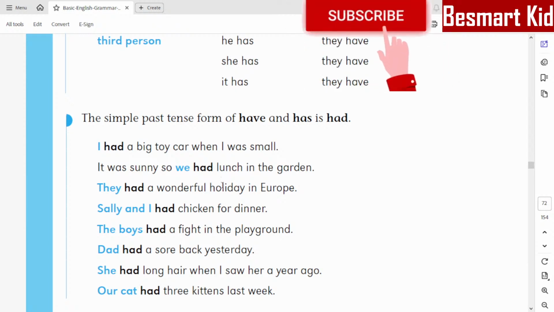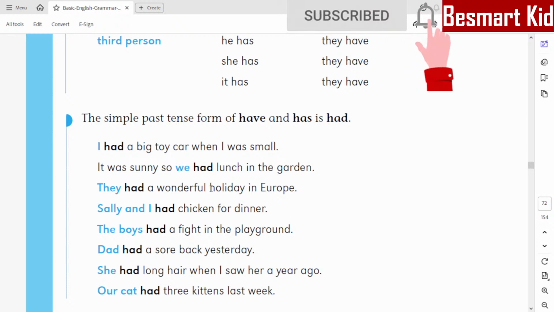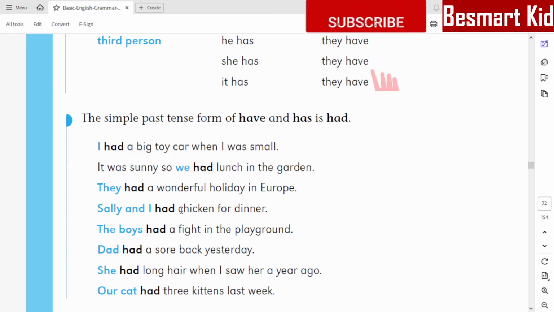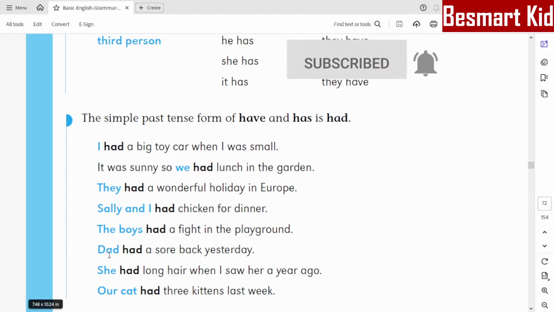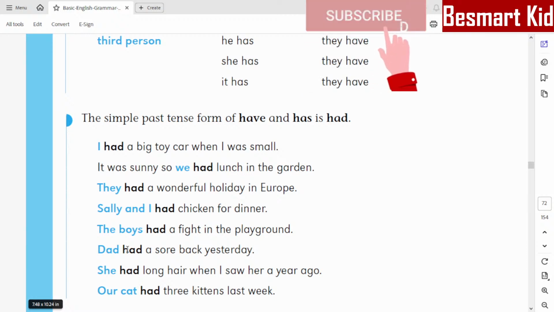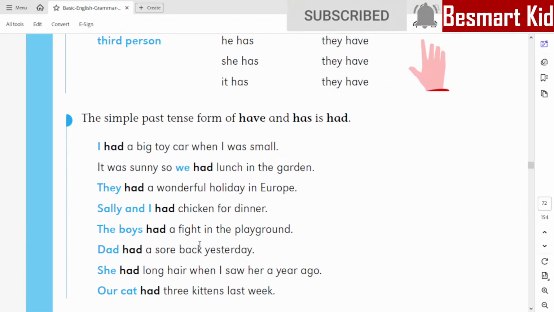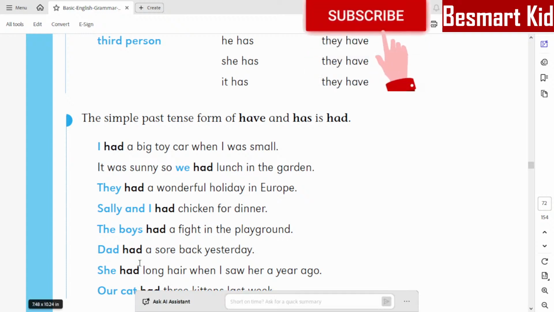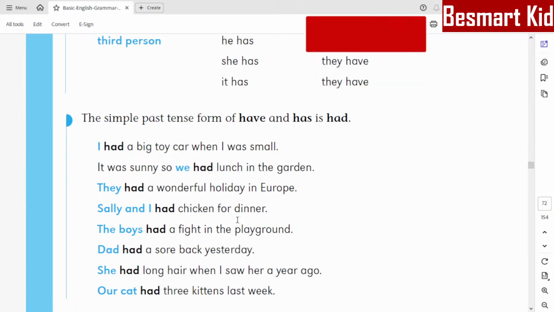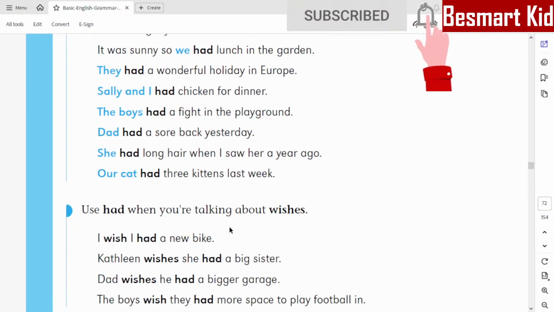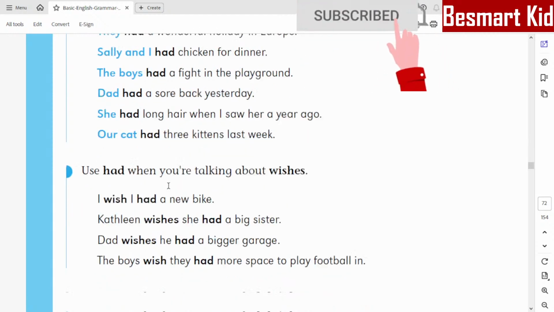They had a wonderful holiday in Europe. Sally and I had chicken for dinner. The boys had a fight in the playground. Dad had a sore back yesterday. She had long hair when I saw her a year ago. Our cat had 3 kittens last week.